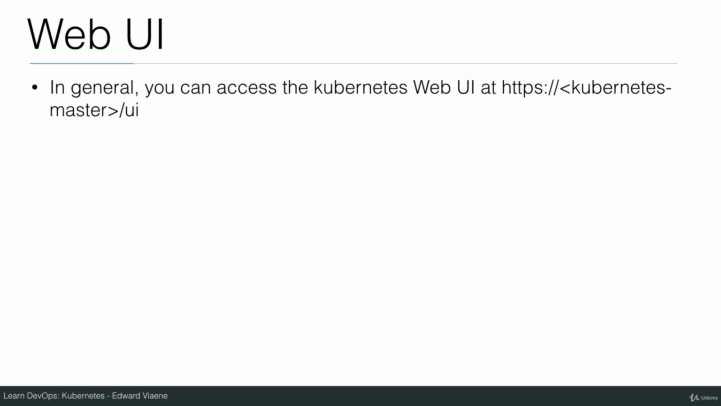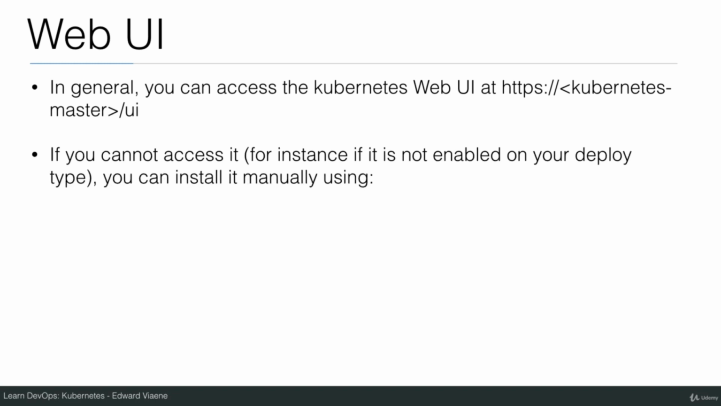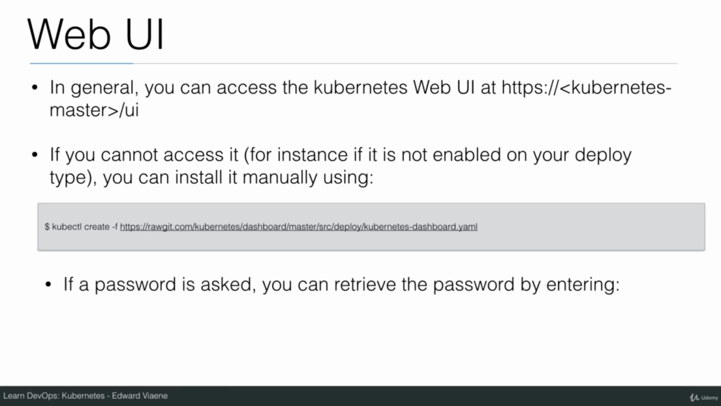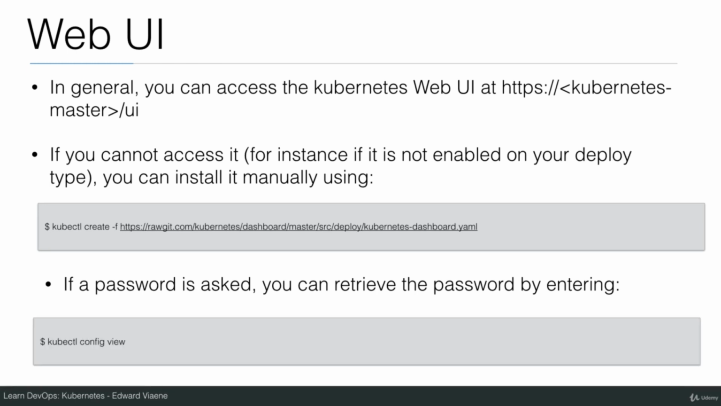In general, you can access the Kubernetes WebUI at the Kubernetes master URL/UI. If you cannot access it, for instance, if it's not enabled on your deploy type, you can install it manually using kubectl create, and then you can use the YAML file straight from the Kubernetes repository. If a password is asked, you can retrieve the password by entering kubectl config view.